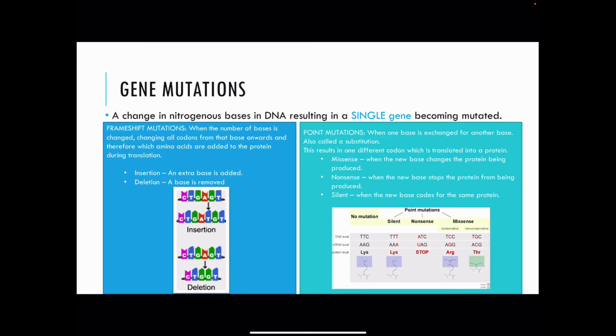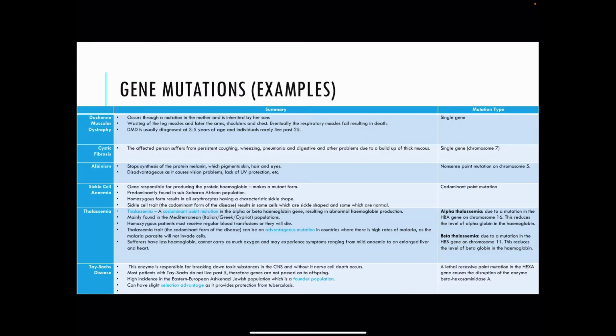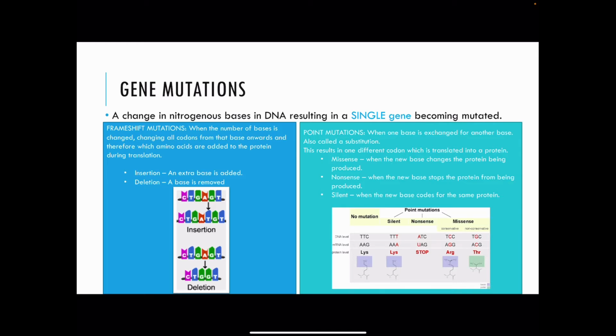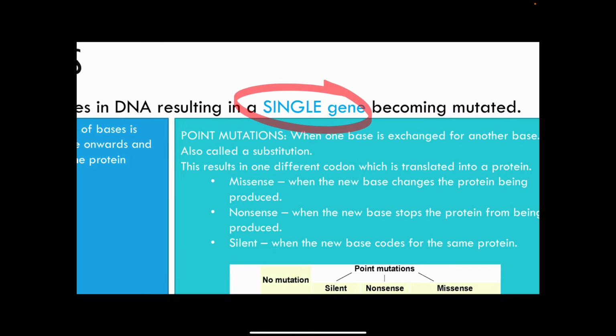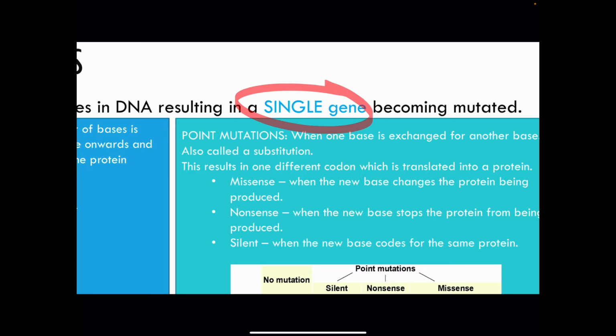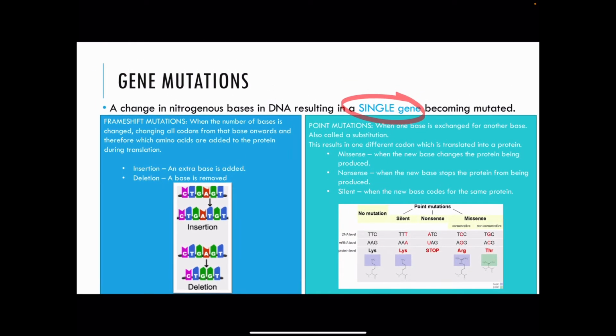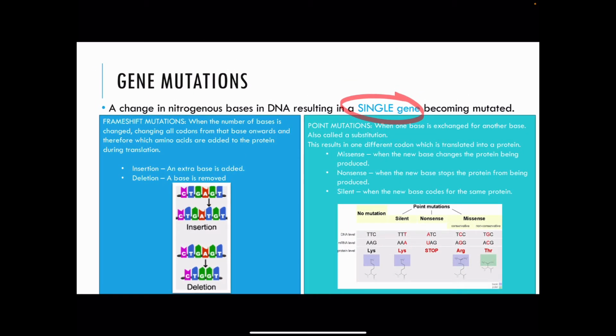Okay, now another way in which we can categorize mutations is according to the level at which they're occurring. So we can talk about mutations as being either gene mutations or chromosomal mutations. Now, with a gene mutation, we have a change in nitrogenous bases resulting in a single gene only becoming mutated. Okay, so we're having a very small change in that nitrogenous base sequence. A very small change, however, can have a very adverse effect. Two types of gene mutations. Firstly, we've got frame shift mutations, and then we've got point mutations as well.